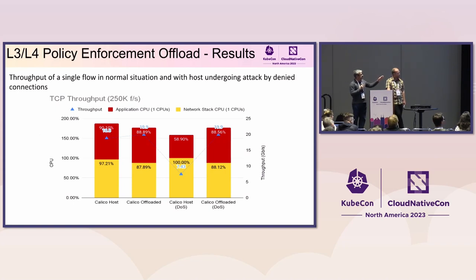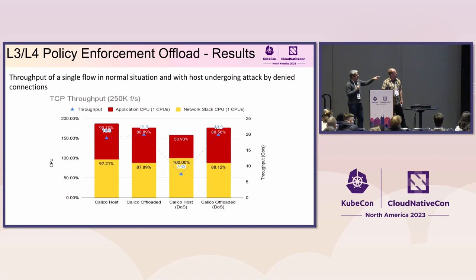You see Calico running on the host. This is today Calico with eBPF. Calico offloaded, and then we generated a DOS attack. So this is basically a single flow for which we're measuring performance. That's what you see in the blue triangles that you see in here, and the performance in here is throughput in particular. That's what you see in the blue triangle. And what I want to call attention to is the network layer processing in the kernel, which is the yellow, versus the application layer processing that's done in the red.